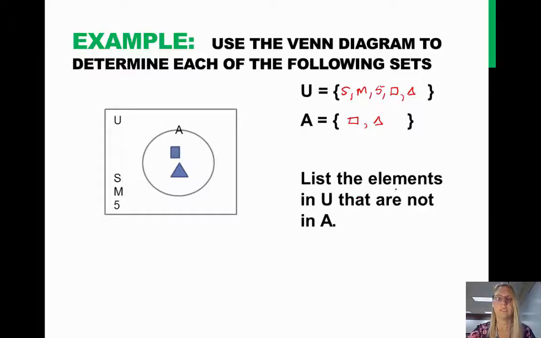This says list the elements in U that are not in A. Well, we have these in A, so we need to look at everything outside of A but within the rectangle. So we have S, M, and 5.